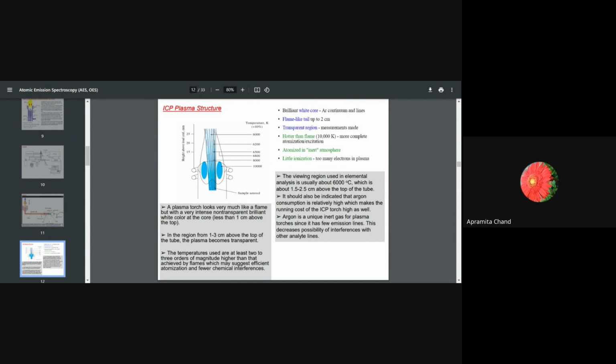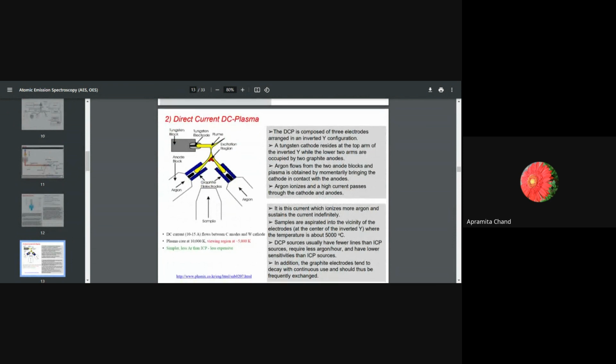Also, argon is preferred because it is inert in nature for plasma torches and has few emission lines. Since it is inert and has few emission lines, it can be used, and this decreases the possibility of interferences with other analyte lines. So this is also an important point why argon is preferred as a plasma source.